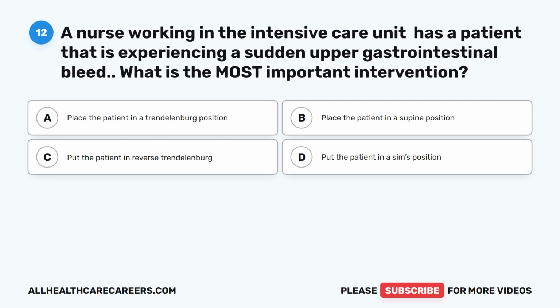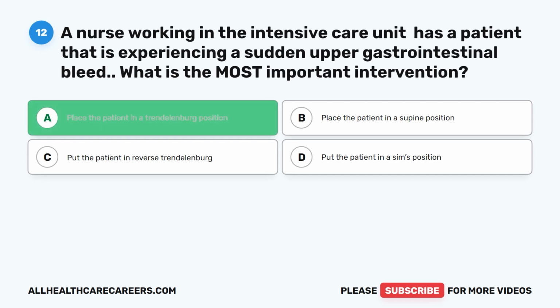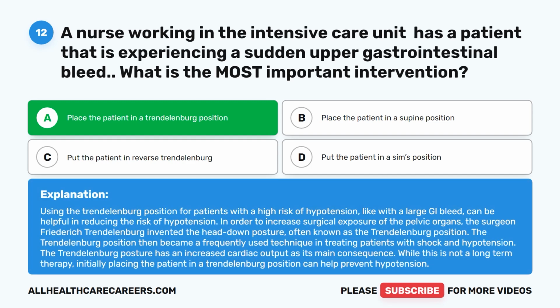D. Put the patient in a Sims position. The correct answer is A. Place the patient in a Trendelenburg position. Using the Trendelenburg position for patients with a high risk of hypotension, like with a large GI bleed, can be helpful in reducing the risk of hypotension.